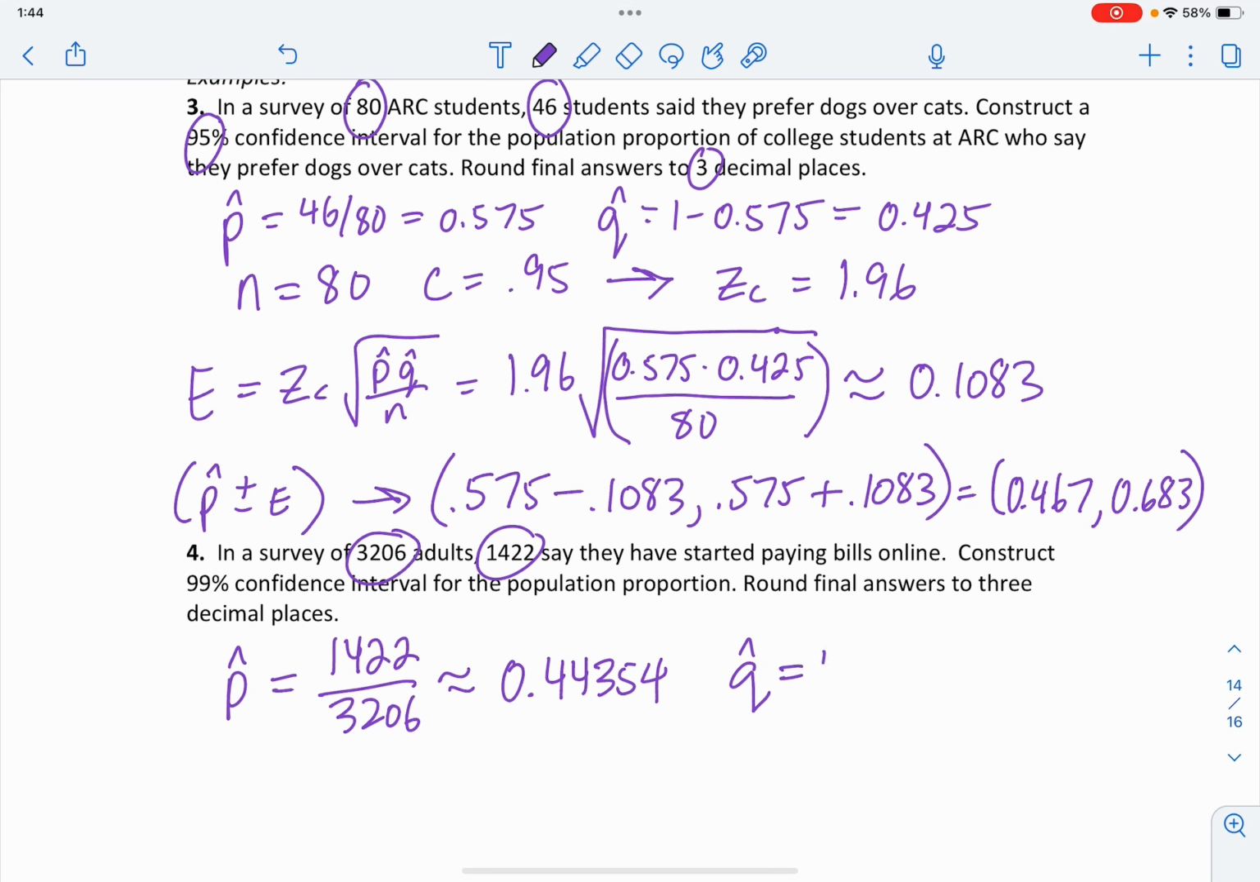Because I sure do hate to be off by like a 1/10 when I'm doing my lab. Makes me want to throw my laptop. So let's just be careful and not have that happen. That's not an 8, that's a 5. So let me write that a little bit clearer. So it's 0.55646. Okay, so there's the P hat and then the Q hat.